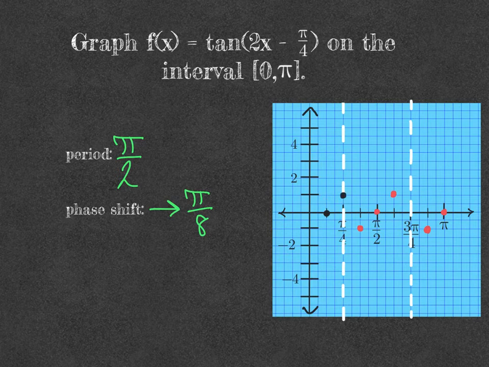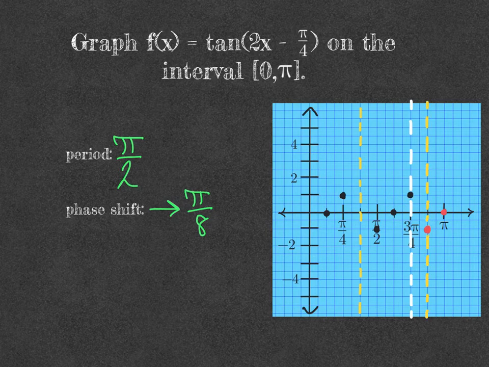And then my asymptote will be going through right here at 3 pi eighths. And then when we shift this point to the right, it will end up right here. And then this point will end up right here. And this point will shift to here. And then the asymptote will move to here. And then this point will shift to here. And then looking at our last red point here, when we shift that to the right pi over 8 units, it goes outside of the interval they've asked us to graph on. So we actually are just going to erase that point altogether.